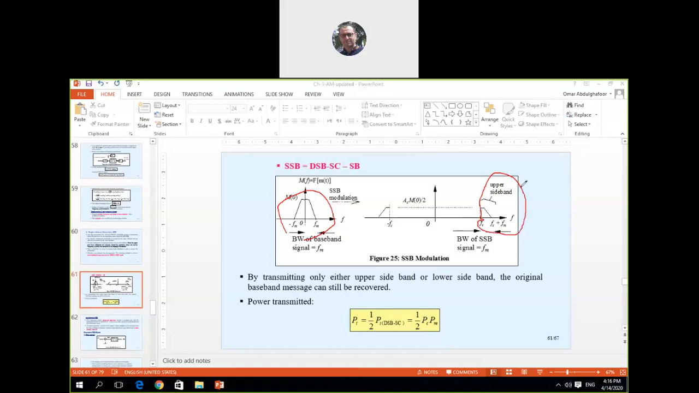By transmitting only either the upper sideband or the lower sideband, the original baseband message can still be recovered. Again, we have some generation and detection. And the power transmitted will be this one. This one you need in the tutorial. For example, for a question related to power in single sideband, you need to use this formula in order to calculate the power.